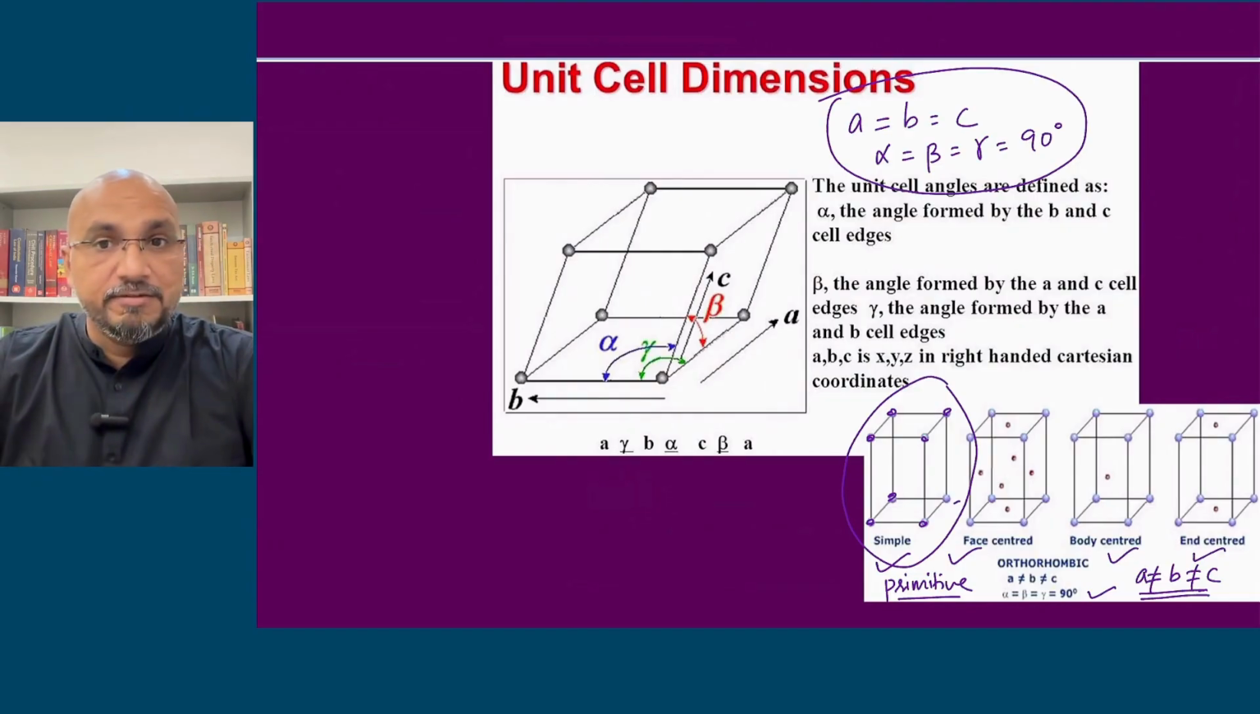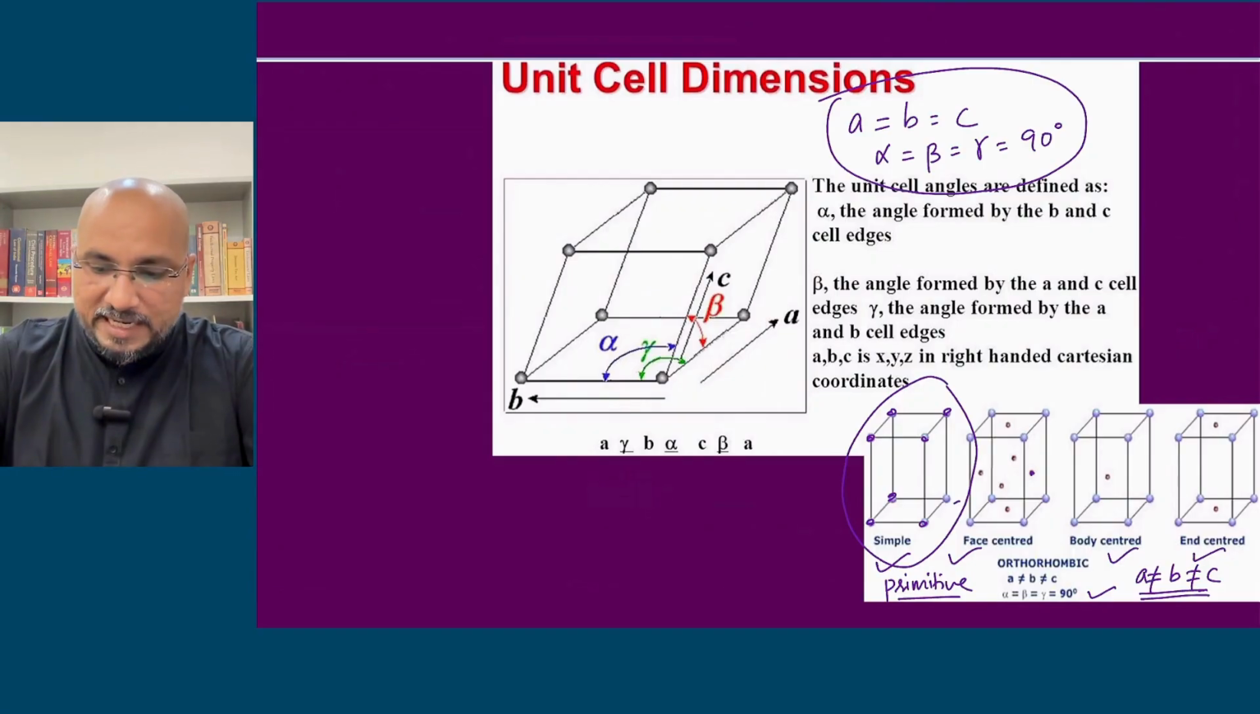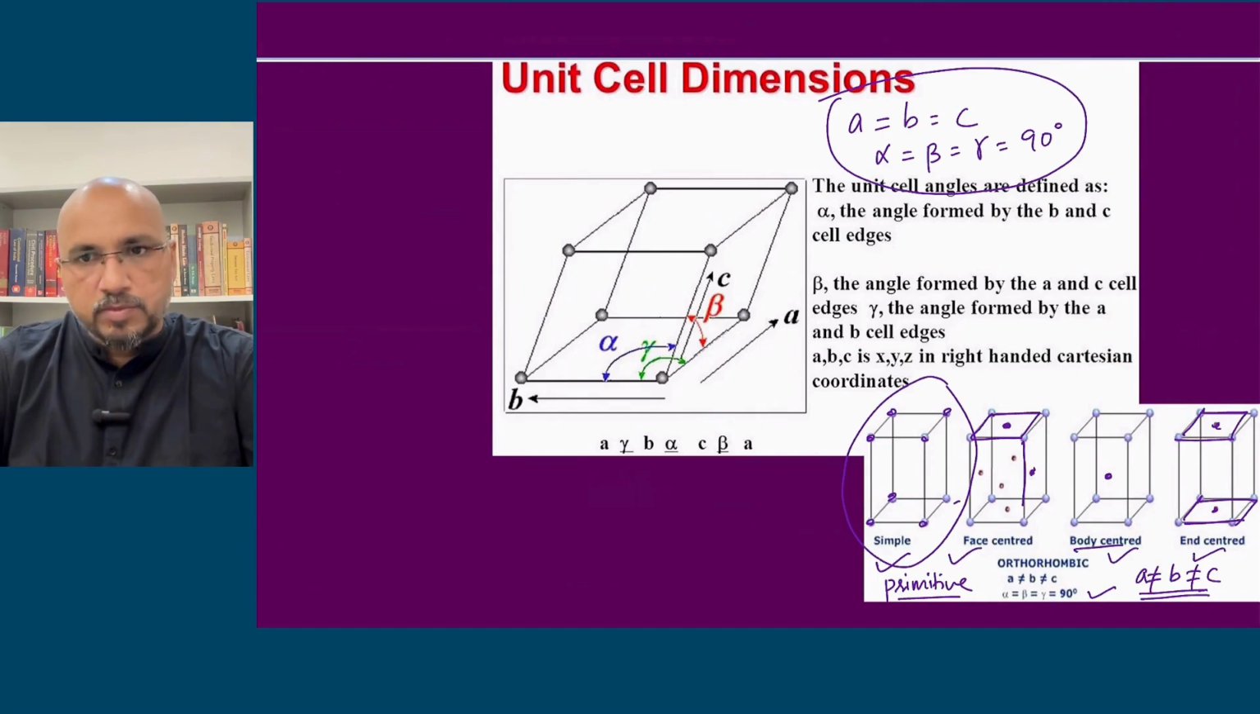Then we have face centered, that is, atoms at the centers of the faces of the crystal. Here you can see the atom at the center of the top face, and at the center of the side faces. Here it is body centered, at the center of the lattice, and it is end centered. So the atom is at the center of the end faces, the top and bottom. So different types of unit cells are there.